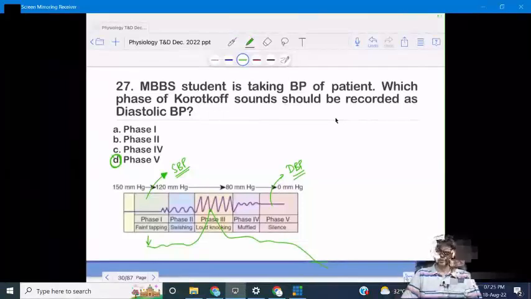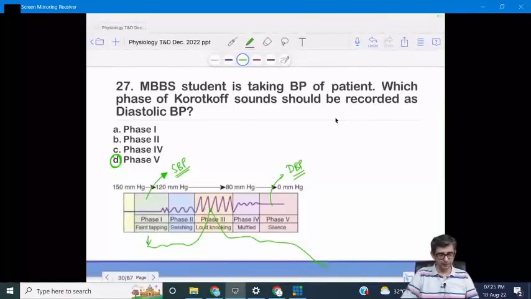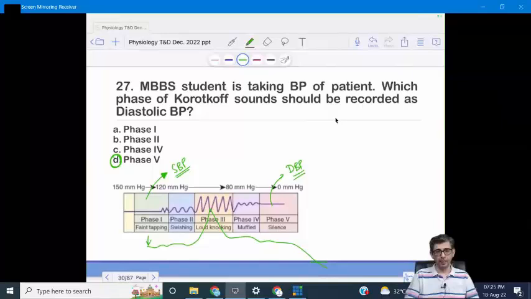जब साइलेंस हो जाएगा तब कंसिडर करेंगे, मफलिंग पे नहीं कंसिडर करेंगे. Answer to 27 is option number D. Come to question number 28.